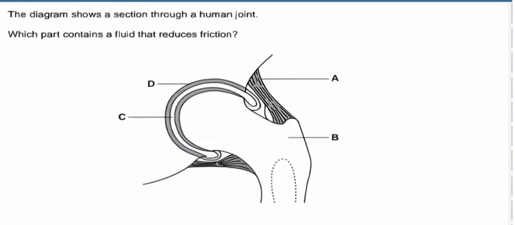The next question. The diagram shows a section through a human joint. Which part contains a fluid that reduces friction? It is C. C is called the synovial fluid. It also supplies nutrients to the bone, apart from preventing or reducing friction.